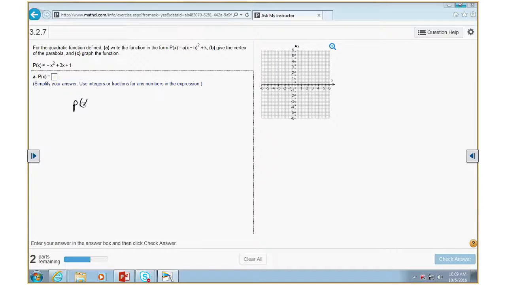P of x, you're a racist. Negative x squared plus 3x plus 1.